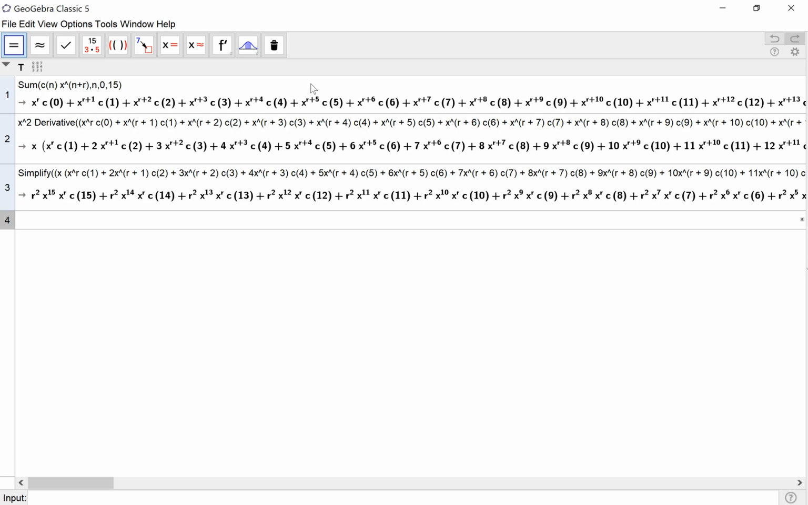So to get the essence of being able to factor out that x to the r, we're just going to replace it with a 1. So in that expression in number 3, we're going to change the expression x to the r to a 1. And so that's going to have the effect of removing all of those x to the r's.